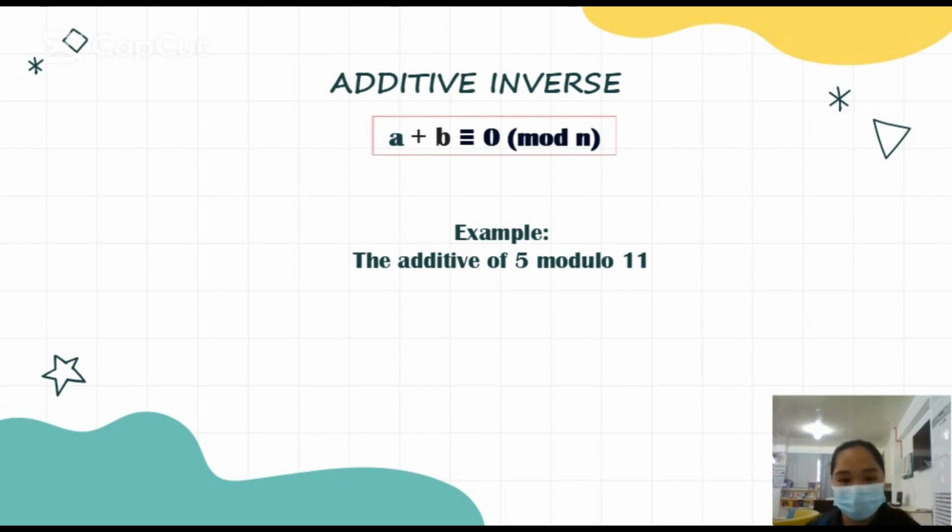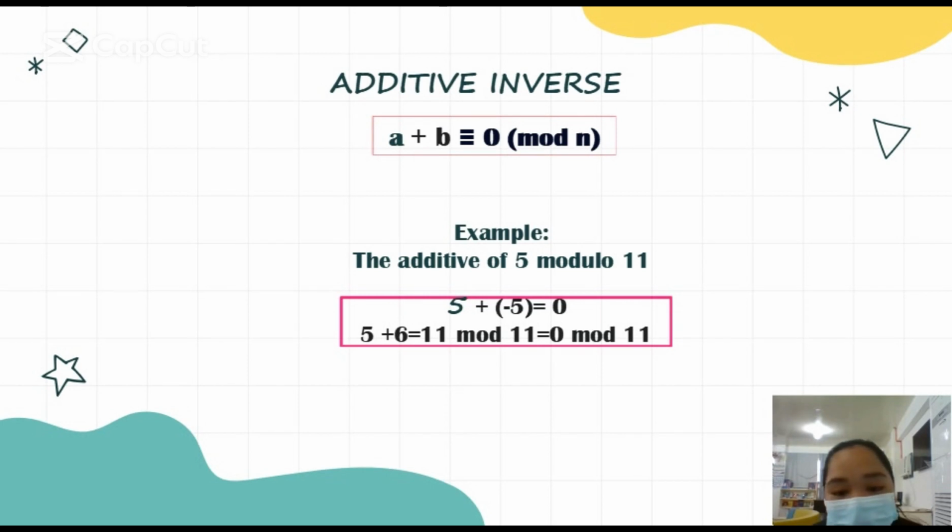So I have here an example. The additive inverse of 5 modulo 11. So 5 plus negative 5 is equal to 0. In additive inverse, whatever sign we are going to use, we change it. So instead of positive 5, we use negative 5.